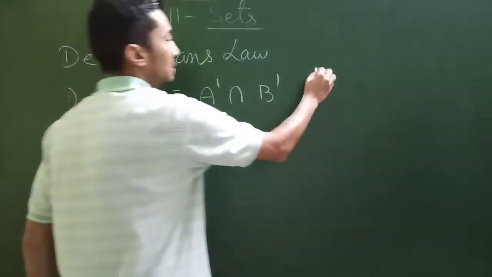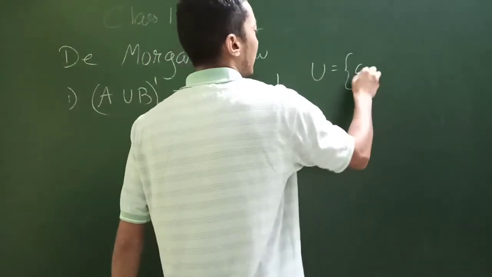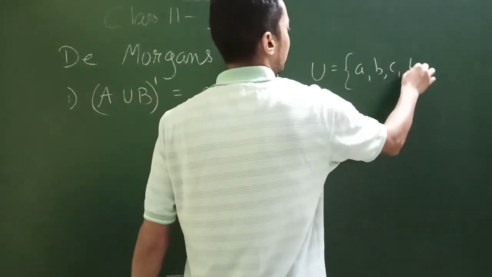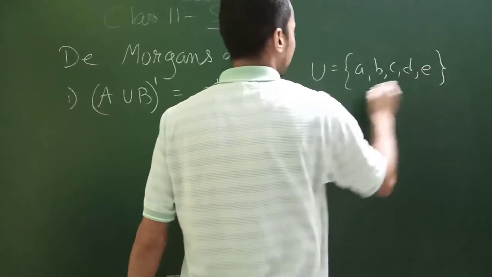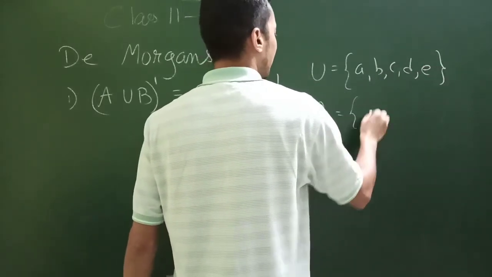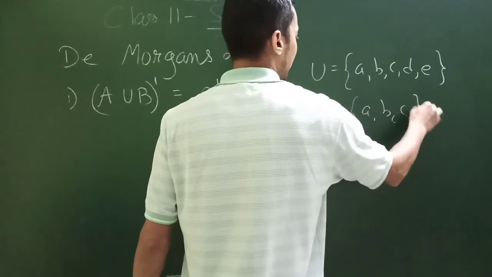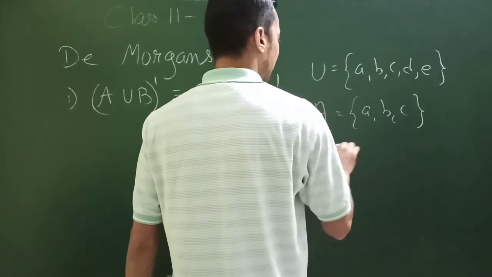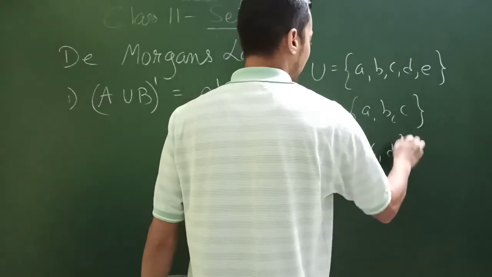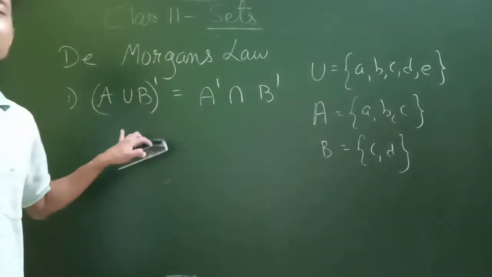Okay, so for that we will need a universal set U: A, B, C, D, E. A set A: A, B, C. A set B: C, D. So I'll just prove the first rule.